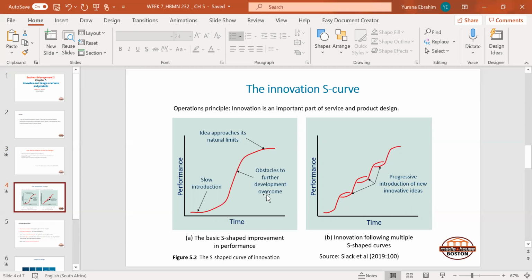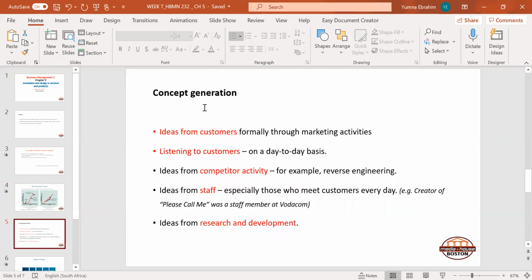The S-shaped improvement in performance, here we can think of things like what Elon Musk is busy with. He's bringing in radical innovations like electric cars, and he's starting up SpaceX. So he's bringing big innovations. Not all firms can bring such big innovations to the fore. Most firms will make progressive introduction of new ideas over time. So it won't be one big idea, it will be a small idea added to another idea, added to another idea over time.